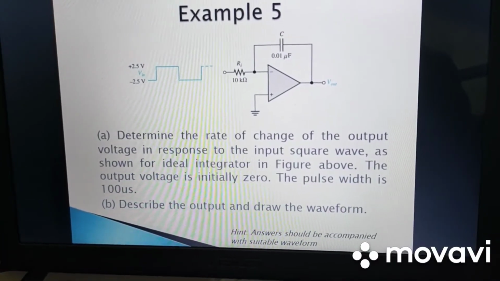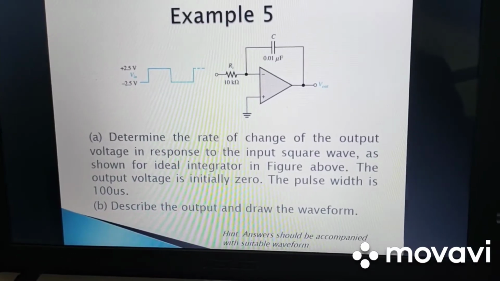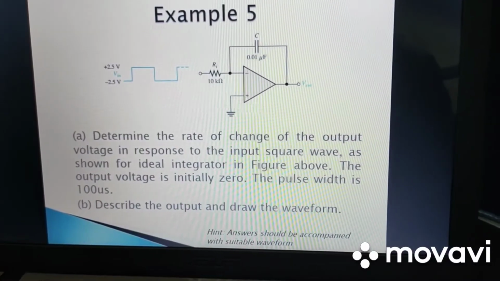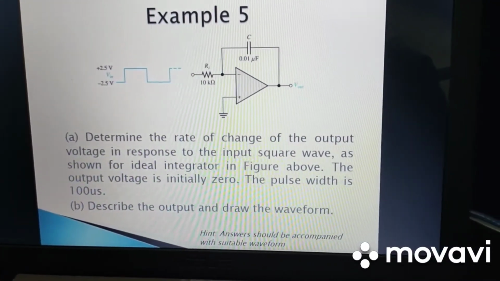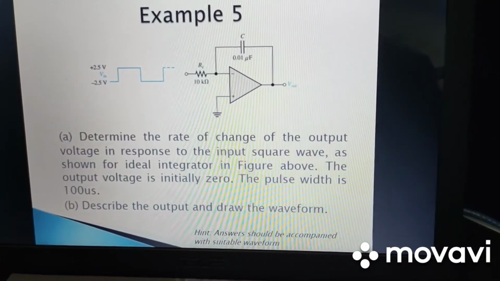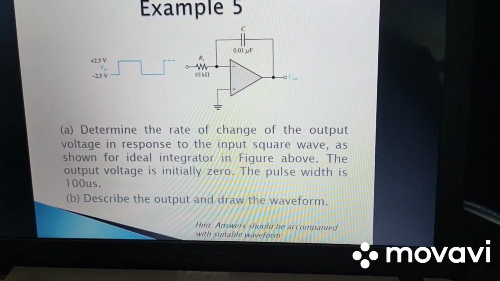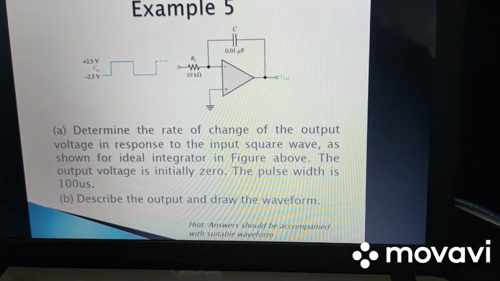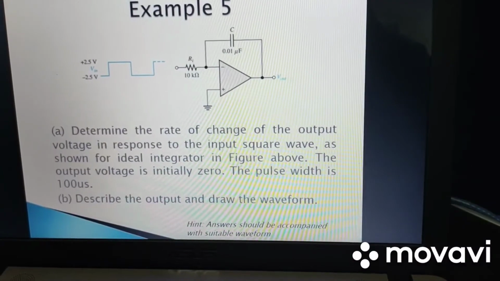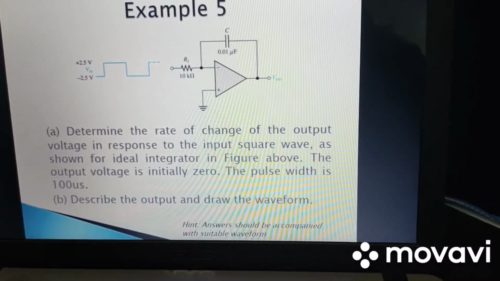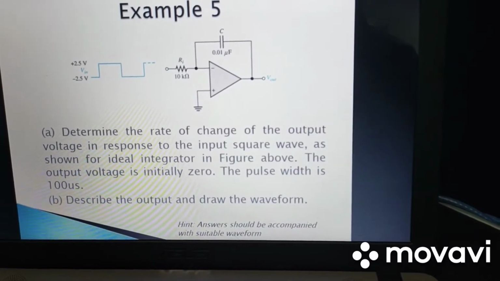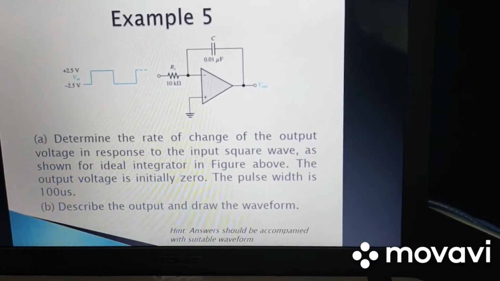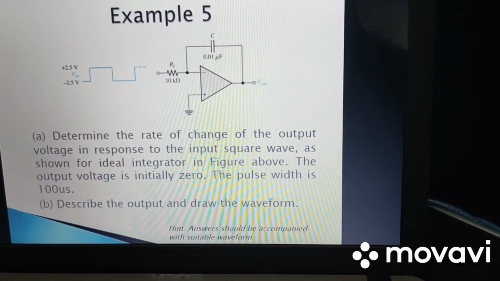As you can see, the ideal integrator's concept is that there is a feedback capacitor from the output going to the input. The output voltage is initially 0. The pulse width is 100 millisecond. Okay, so question 5b, describe the output and draw the waveform.